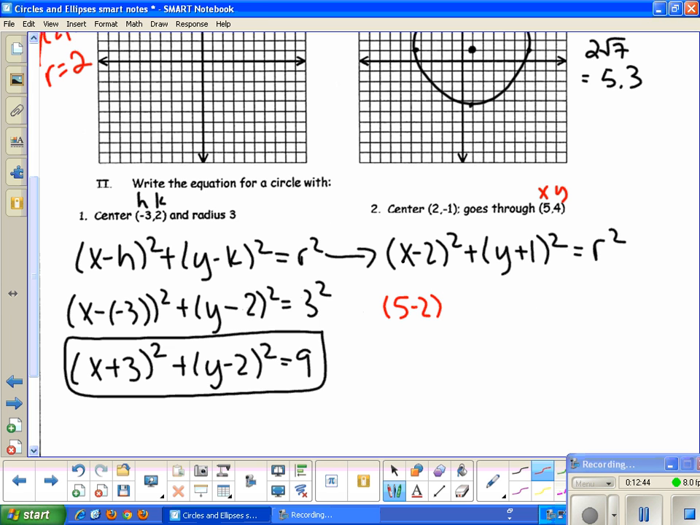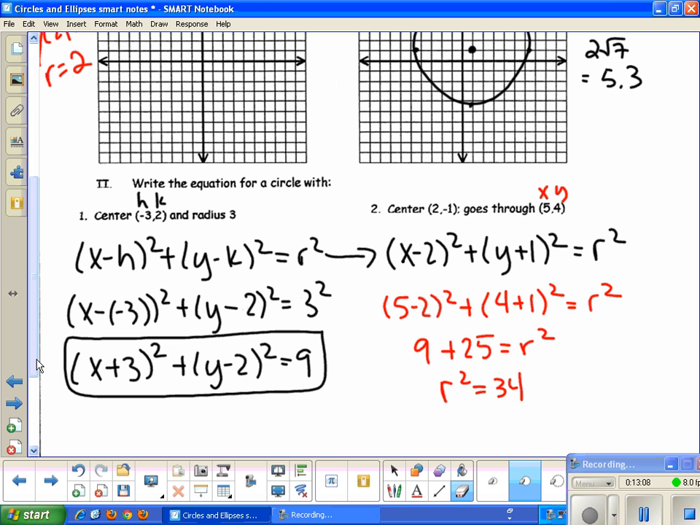So I have 5 minus 2 squared plus 4 plus 1 squared equals r squared, because this is going to allow us to solve. 5 minus 2 is 3, and 3 squared is 9, plus 4 plus 1 is 5, 5 squared is 25, equals r squared. So r squared is equal to 34, and then take the square root of that would give you your radius, but we don't even need that. We just need what r squared is, because that's what goes in the formula.